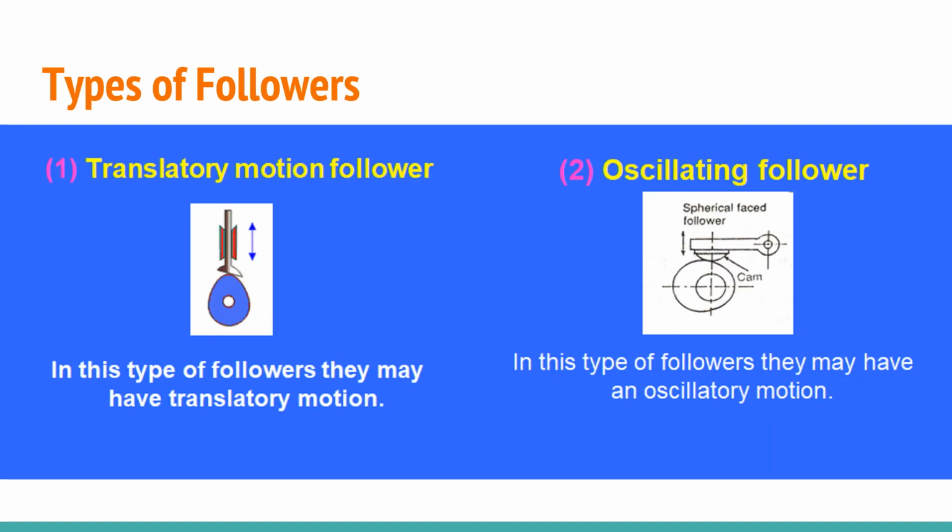Types of motion: translatory motion follower. In this follower, the translatory motion is generated by the rotational motion of the cam. In the case of oscillatory motion, the same rotational motion of the cam gives an oscillating motion to the follower. That's it for the classification of cam and its follower.